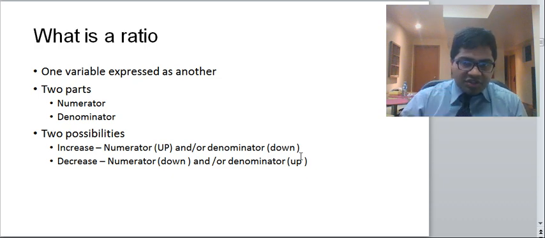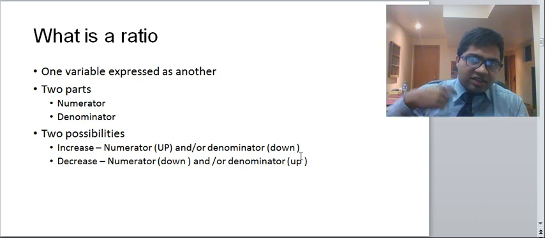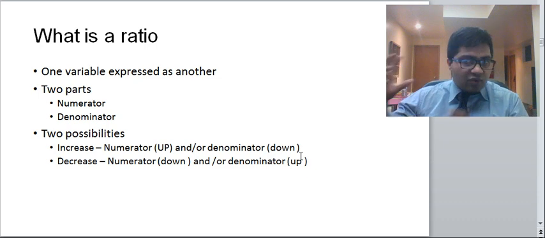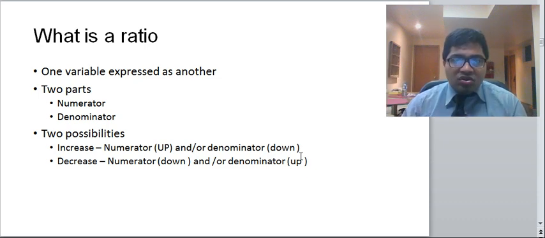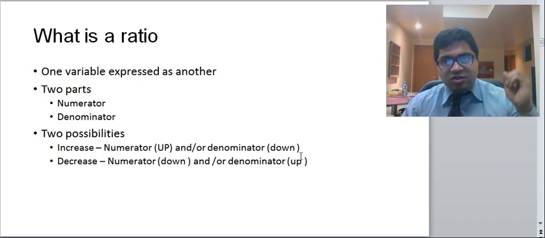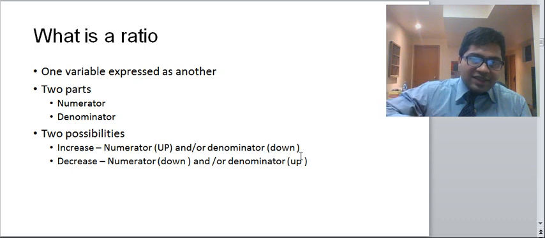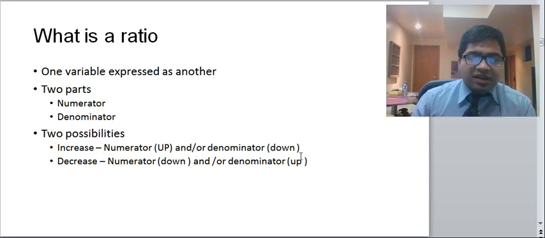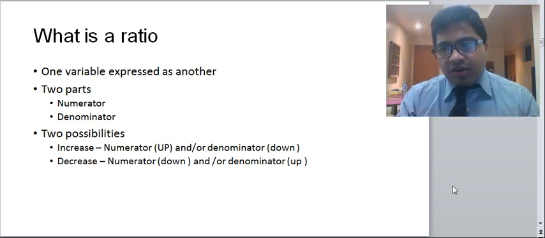Whenever you look at a ratio, you have to figure out whether the ratio has increased or decreased, and then you have to figure out whether the numerator has increased or decreased and the denominator has increased or decreased, and what is good for you as an analyst. So this is extremely important to understand why the ratio increases and why the ratio decreases. A ratio increases because the numerator is increasing or the denominator is falling, and decreases because the numerator is falling or the denominator is rising.